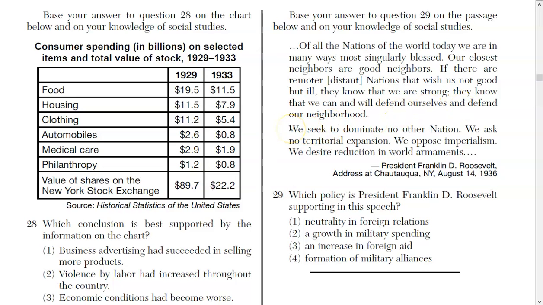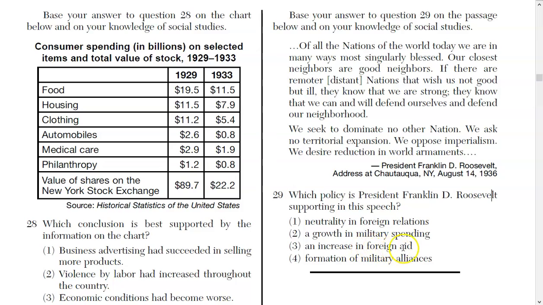He says, we seek to dominate no other nation. And he's making a reference, because Hitler has already started moving into places like Austria and the Rhineland and Czechoslovakia. We ask no territorial expansion. We oppose imperialism. We desire a reduction in world armaments. Okay, so which policy is FDR supporting in this speech?